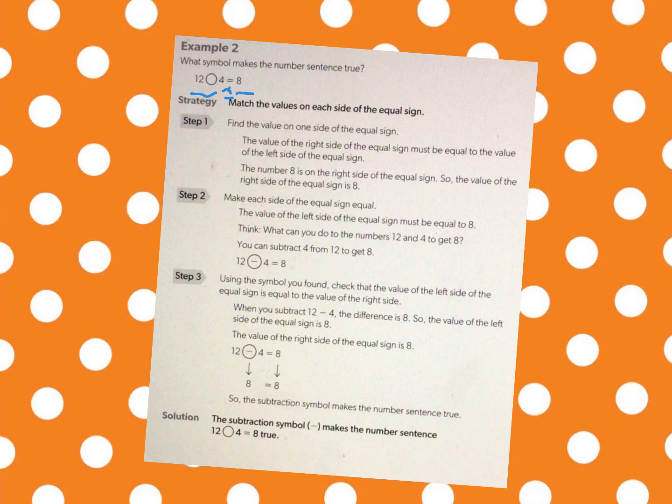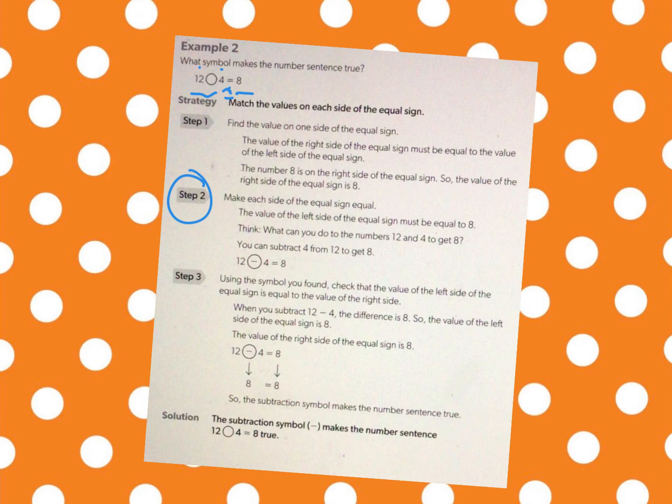And the number 8 is on the right side of the equal sign. So the value of the right side of the equal sign is 8. So that means the other part needs to equal 8. So then step 2, we need to make sure that each side of the equal sign equals one another. So the value of the left side of the equal sign must equal 8. So I have to think, what can I do with the numbers 12 and 4 to get 8? You can subtract 4 from 12 to get 8.